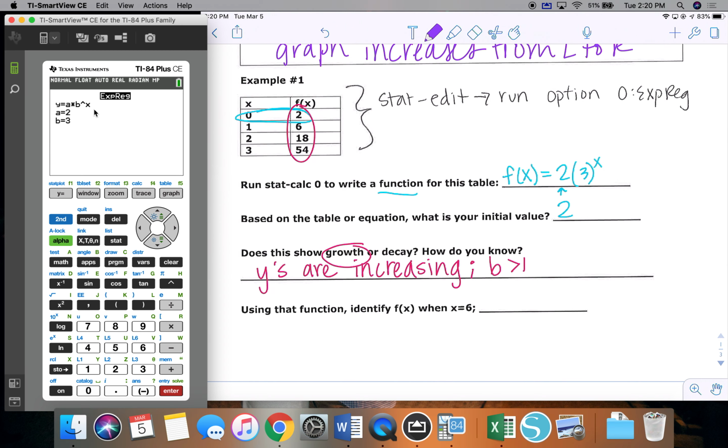And then using this function, find f of x when x equals 6. So we want 2 times 3 to the 6. You have two options. You can type it in just like that, 2 times 3. Remember, this caret means raised to the 6th to get your answer. Or you could plug this into y equals and use your table. Either way.